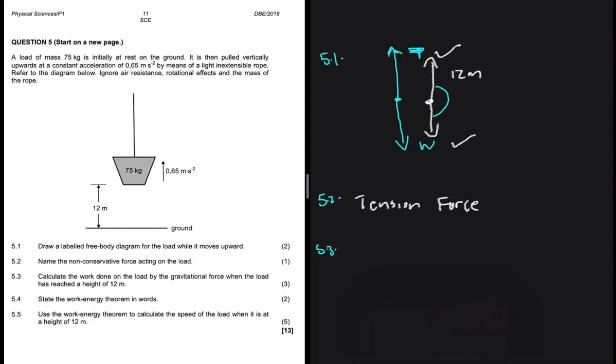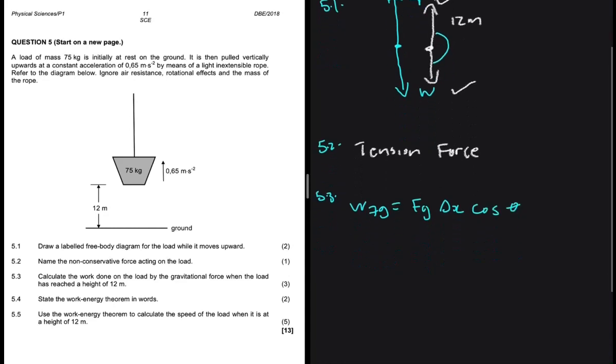I just wanted to make that clear before we do any other thing. So now we can go ahead and say that the work done by FG is equal to FG delta X cos of theta. So what is FG? We know fully well that FG is the mass multiplied by gravity, so we're going to have 75 multiplied by 9.8. And then we're interested in the displacement, which we know fully well is 12 meters.